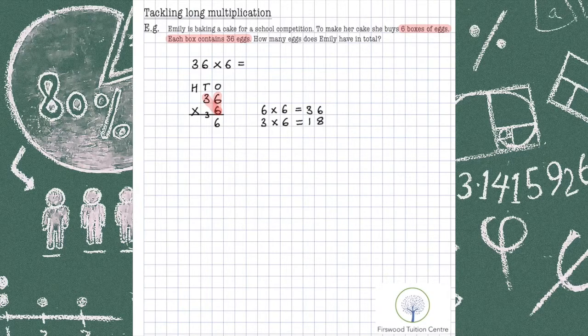This can be put back into the column, remembering that 8 add 3 gives us 11, so we will place 1 in the tens column and carry the 1 over to the hundreds, adding the 1, giving us 2. This gives us our answer of 216. This shows that Emily has 216 eggs altogether.